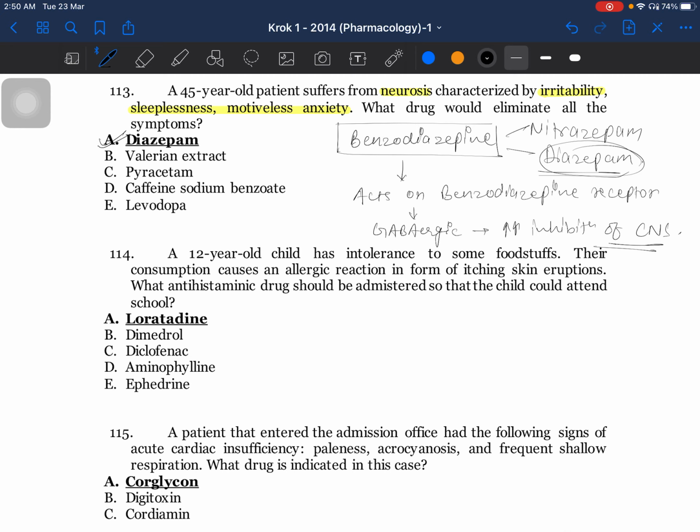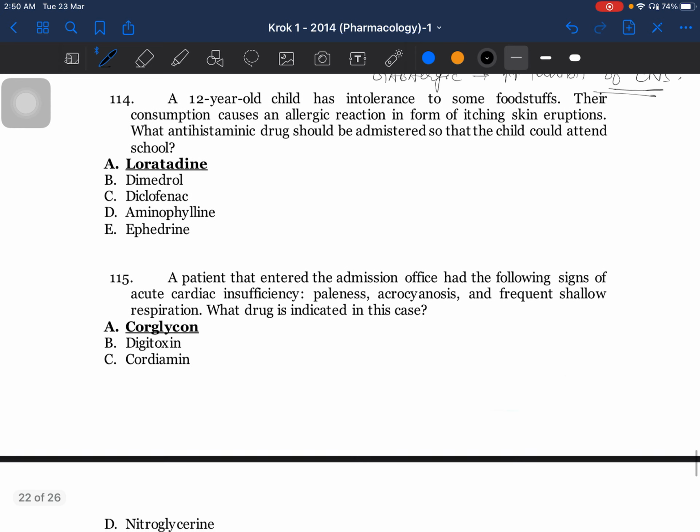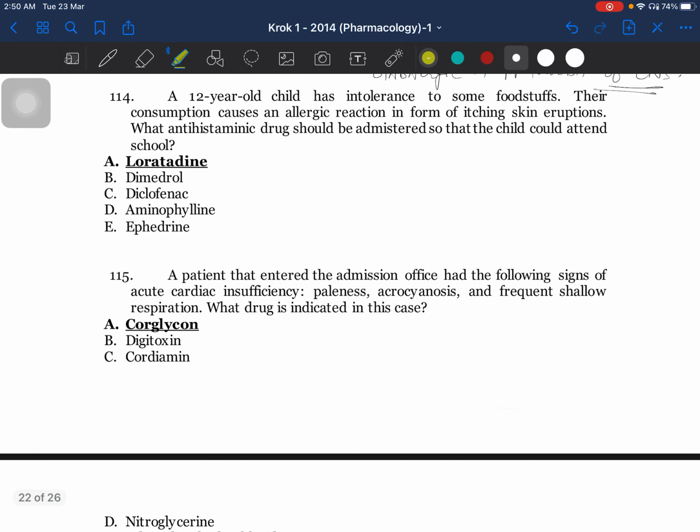Now let's move to the next question, question number 114. In this question, a 12-year-old child has intolerance to some foodstuffs. Their consumption causes an allergic reaction in the form of itching skin eruptions. What antihistaminic drug should be administered so that the child could attend school? Here they are asking what drug we can administer so that the child can attend school.